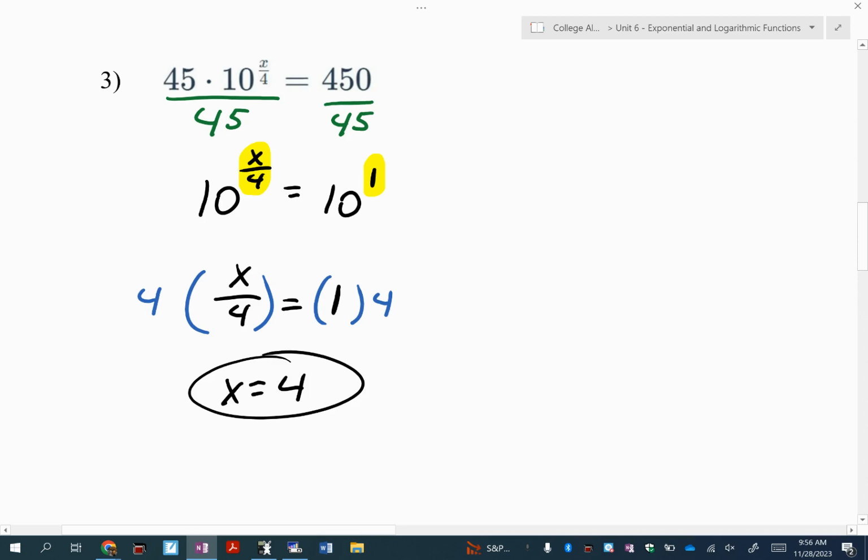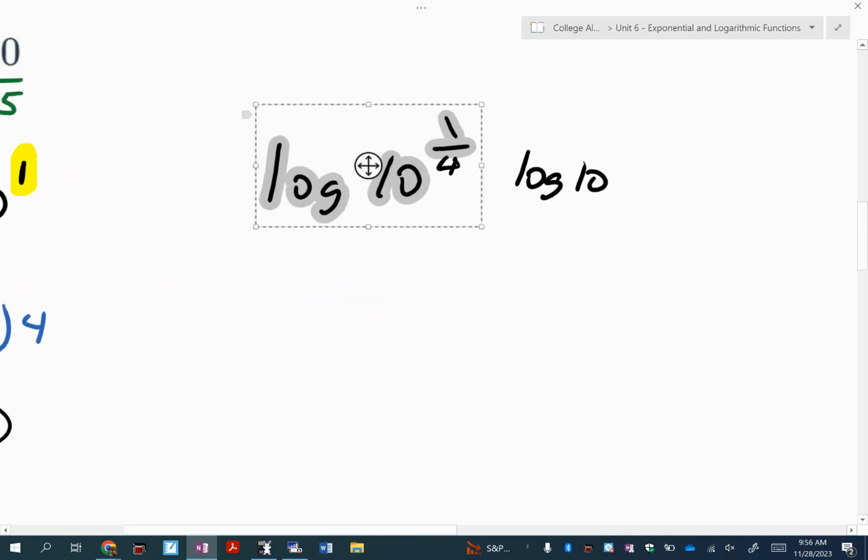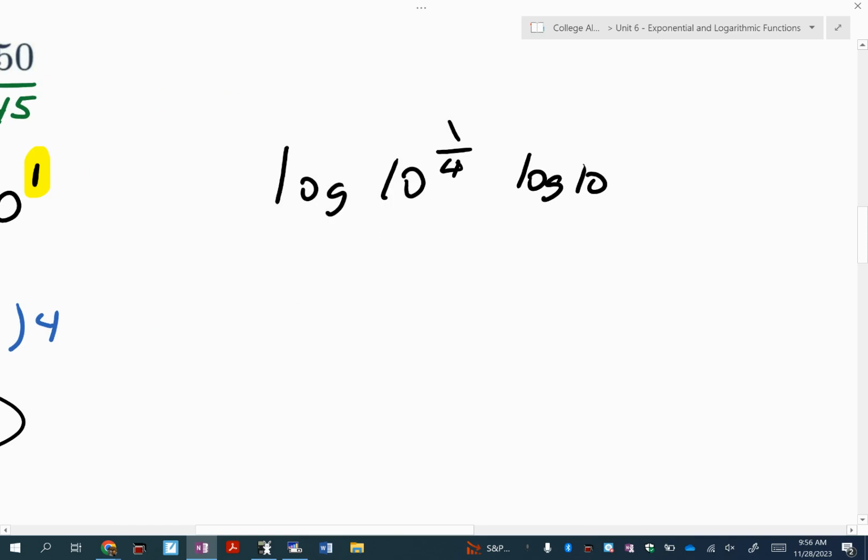But if you did, do you want me to show what would happen if you didn't recognize it and did the log? Okay, so let's say you didn't recognize it and you did this. Stop disappearing. You see it keeps disappearing on me? Sorry, guys. I got it. A little bit of technical difficulties. Don't unsubscribe. Okay, so move the x over 4 in front.